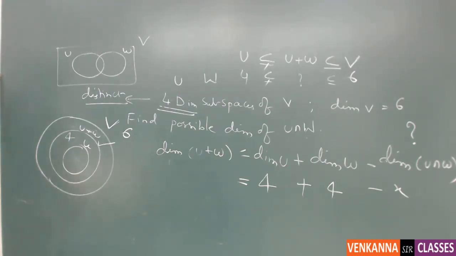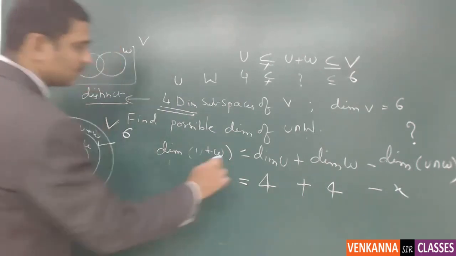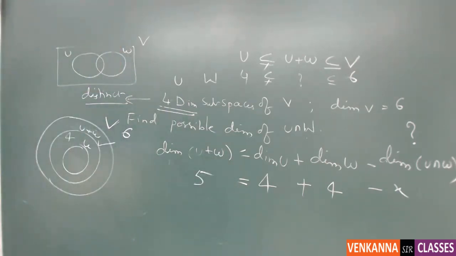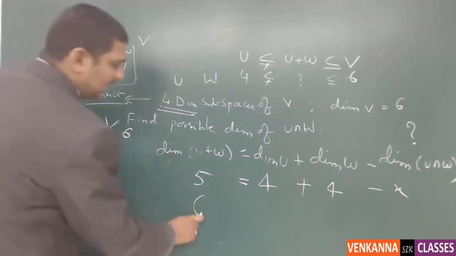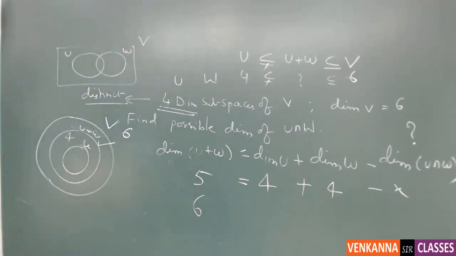So if you have taken 5 here, dimension of U intersection W is somewhat different. If you take 6 here, dimension of U intersection W is somewhat different. So considering those possible cases, dimension of U intersection W is nothing but either 2 or 3. That was the solution. If you take 6, the value is 2. If you take 5, the value is 3. Okay. That was the answer.